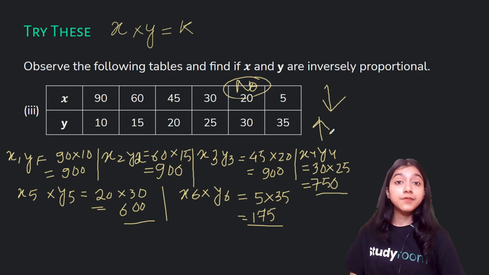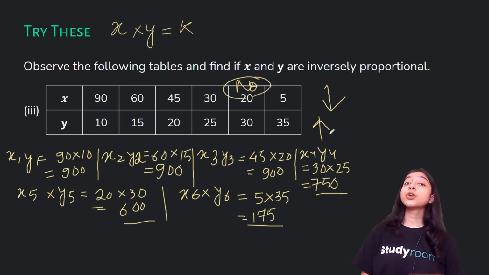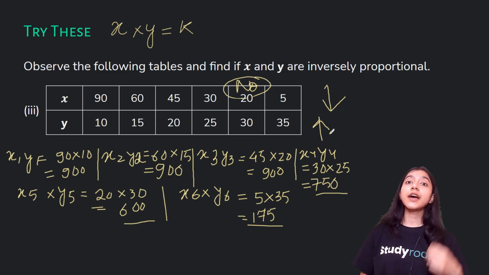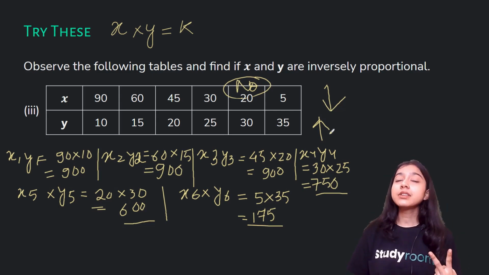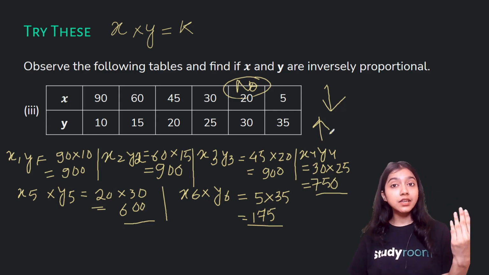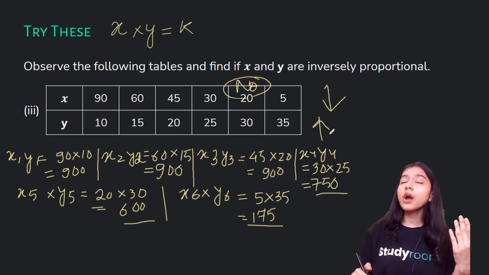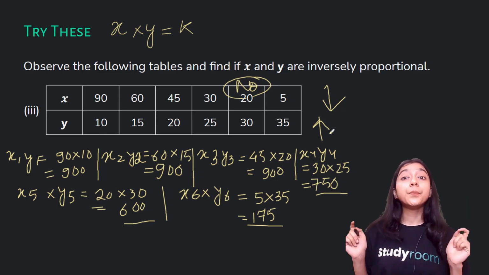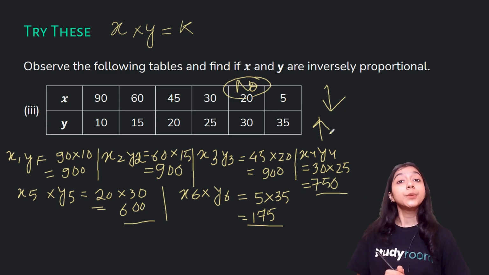So, one thing is very important to conclude from here, that for two variables to be inversely proportional to each other, they need to satisfy two criteria. The first criterion is that if one variable is increasing, the other variable should decrease, or if one variable is decreasing, the other should increase. But also, the product of the two variables should be a constant.